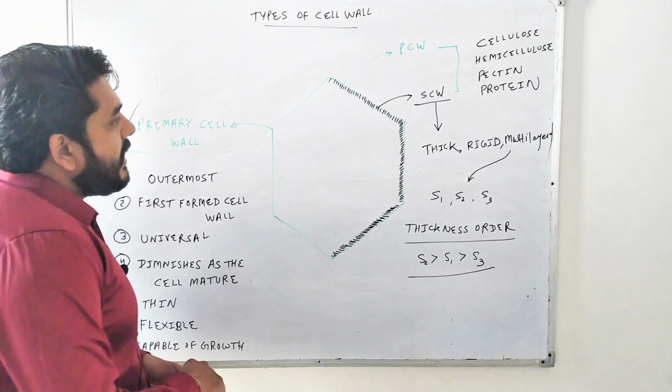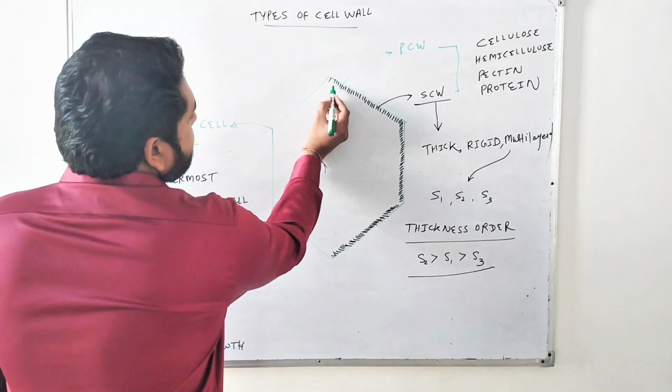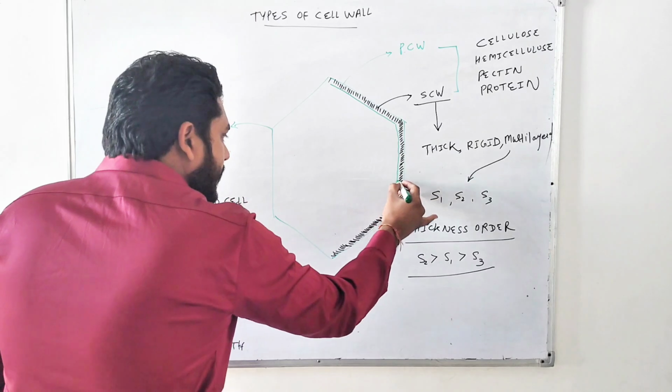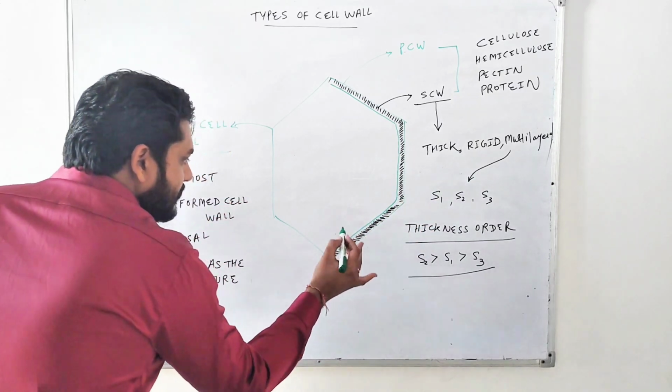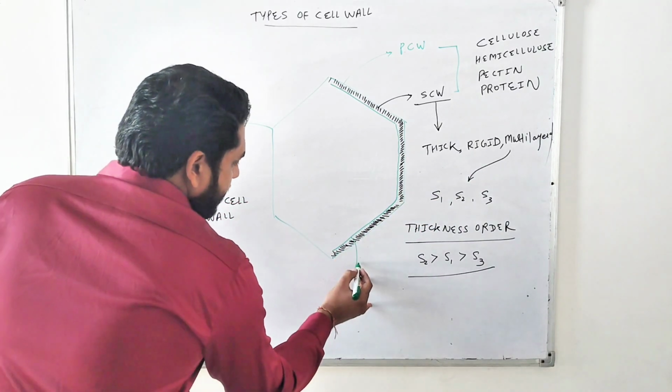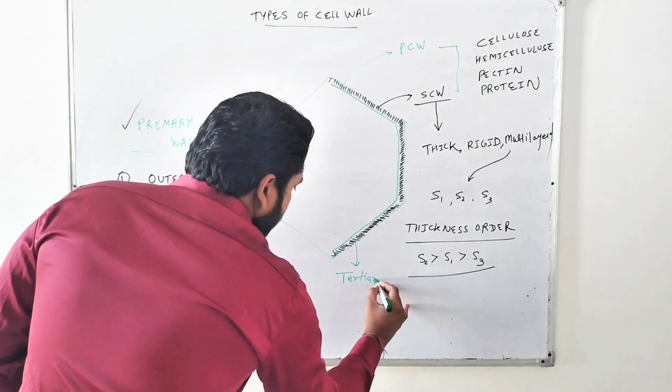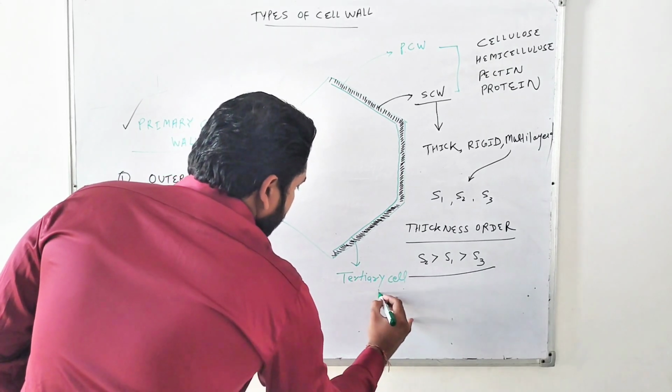Now after the secondary cell wall, the next cell wall that is formed on the inner side of the secondary will be what? Tertiary cell wall. So this one I am drawing. This one is tertiary cell wall.